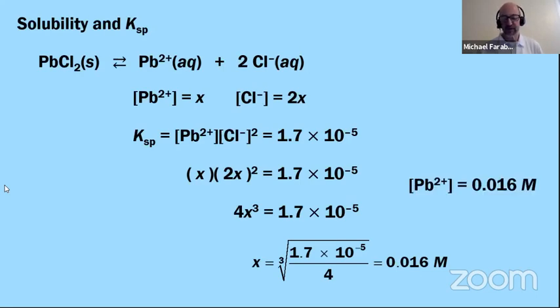So what's the concentration of the chloride ion in this saturated solution of lead chloride? It should be twice as much, so it should be 0.032. So for a saturated solution of lead chloride, we have these concentrations, and the solubility of the lead chloride would be the 0.016 because that's the 1-to-1 mole ratio between the formula and the lead.